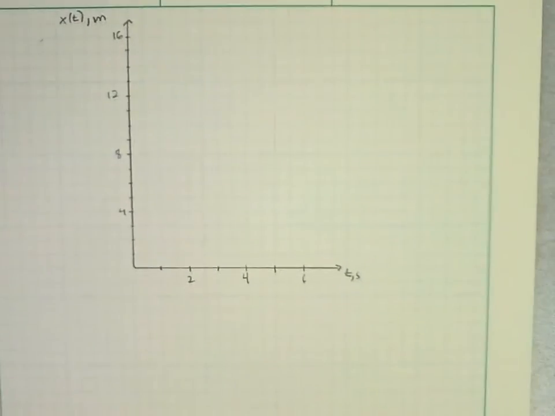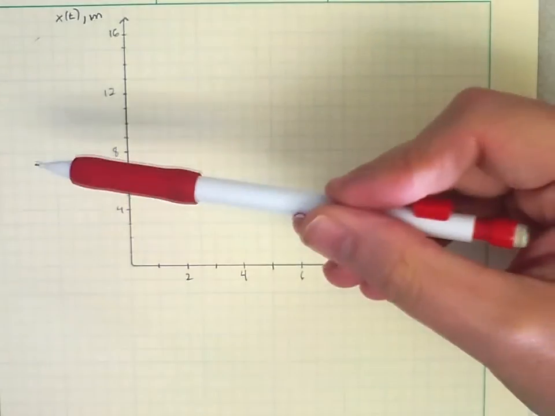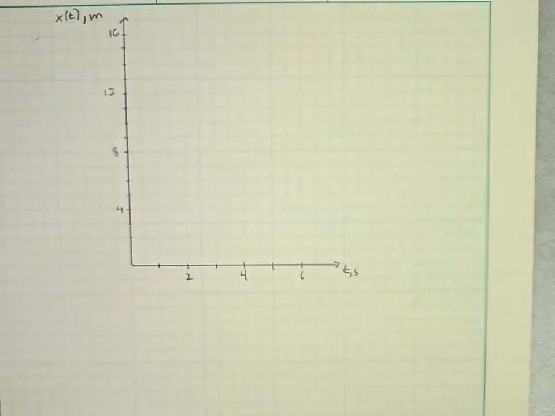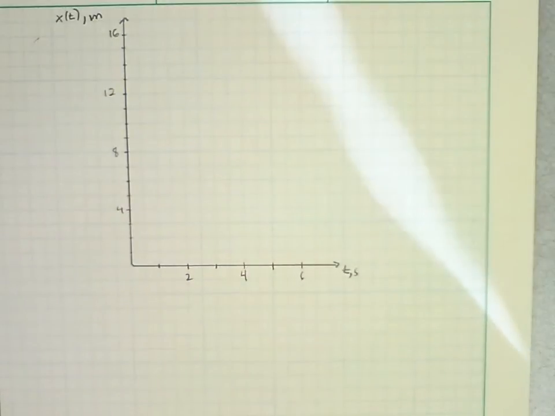Okay, so we're trying to sketch this function. We set up our axes. t is in seconds, x is in meters. You can guess that I made the scale, well, we know we're going from 0 to 6 seconds. I've made this scale fit what we're going to need, and we'll talk about that in a minute.